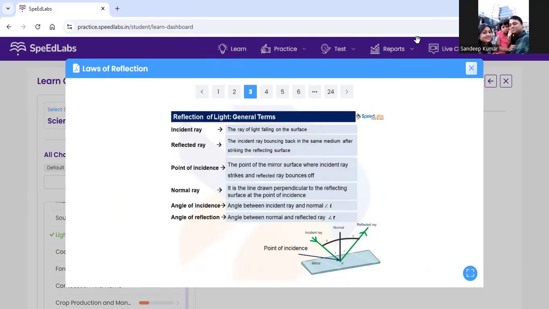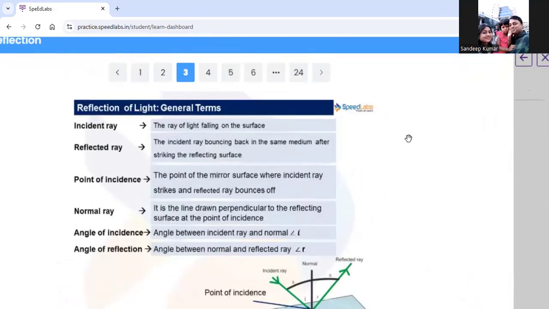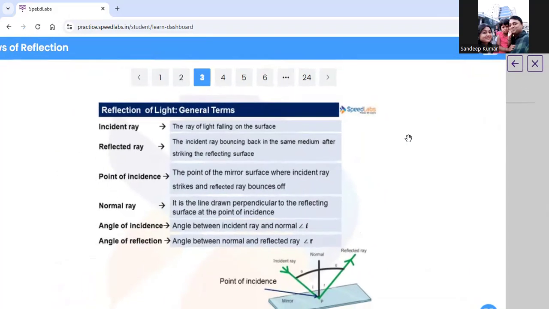Incident ray, the ray of light falling on the surface. I'll zoom it for you children. What is incident ray? The ray of light falling on the surface. Reflected ray, the incident ray bouncing back in the same medium after striking the reflecting surface. Next, point of incidence, the point of the mirror surface where the incident ray strikes and the reflected ray bounces back. This point P is the point of incidence.